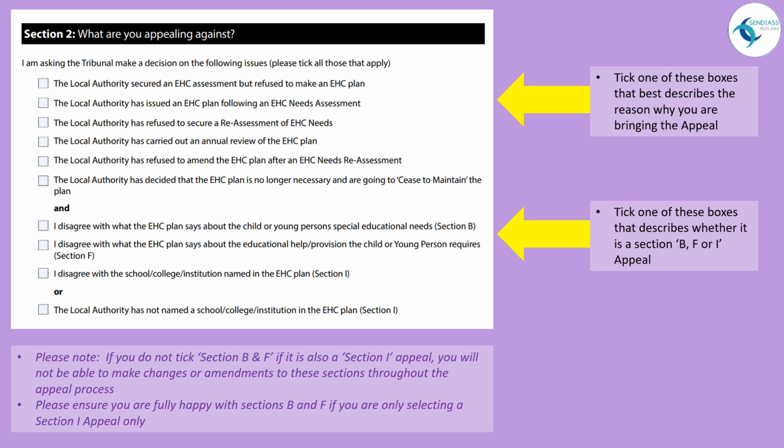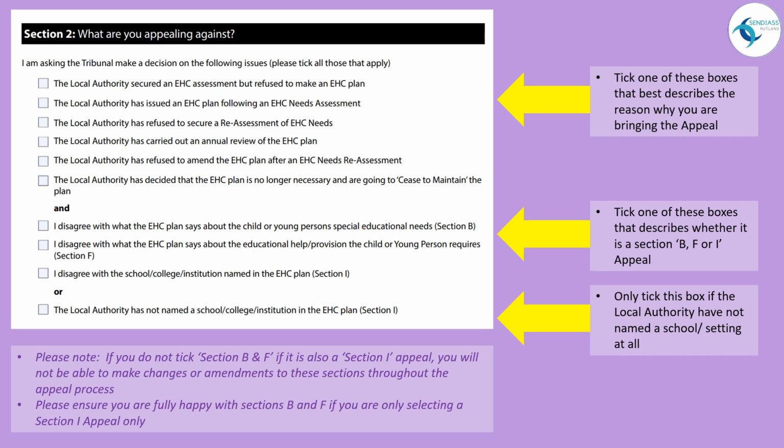If it is a Section I appeal, School Placement, you can decide whether it is only a Section I appeal, or whether you wish to also tick Sections B and F. This may allow you to request changes for these sections throughout the process. If you are happy with all sections and it is only Section I, School Placement, you wish to appeal, you can tick this box alone, but you will not be able to request amendments to Sections B and F in doing so. If the local authority have not named a school at all, you can tick the last box.